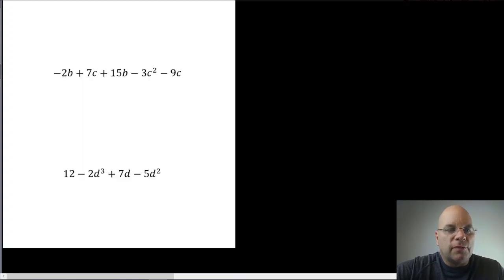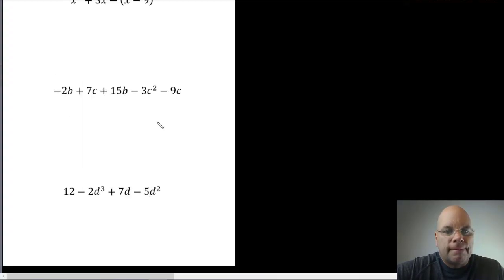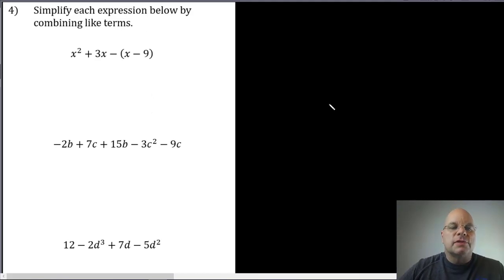Okay, moving on to problem 4. This is the first thing we did in this unit, combining like terms. And so, actually I'm not going to go in the order that it's given. I'm going to go in a different order and come back to the first one in just a second.